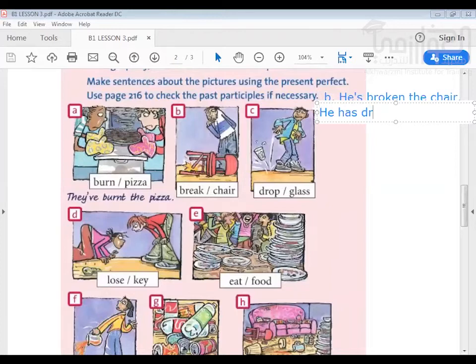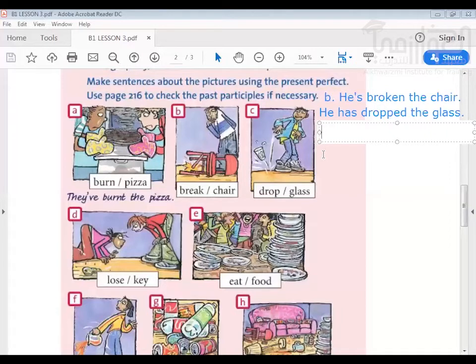He has dropped the glass. So this is for C. He has dropped the glass. And then let's look at D. So this is the verb 3, is broken and dropped.